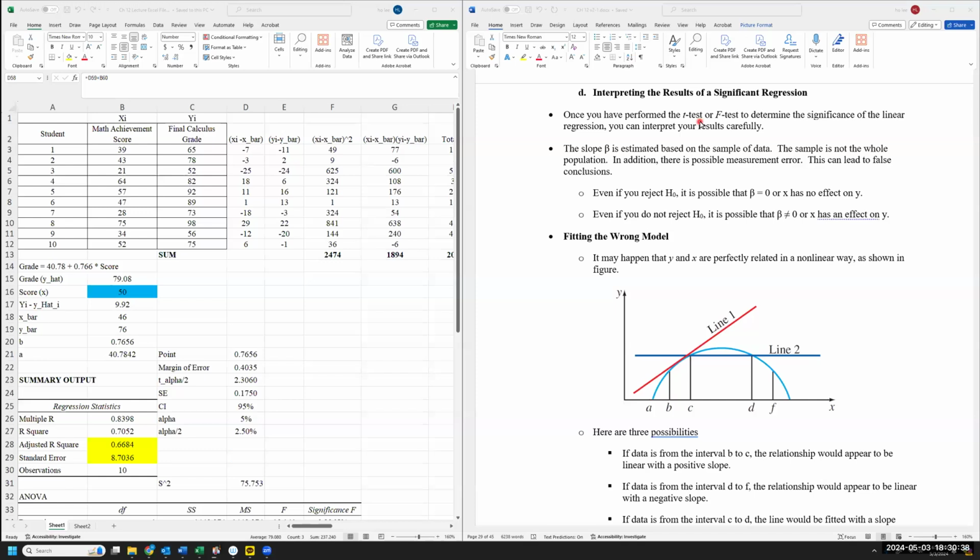Just because you did your t-test or your F-test and you found that the beta estimate is statistically significant, that doesn't necessarily mean that X has an impact on Y. Or if you do find that the beta estimate is equal to 0, that also doesn't mean that beta does not have an impact on Y. The slope beta is estimated based on the sample of data, and this sample is not the whole population of data.